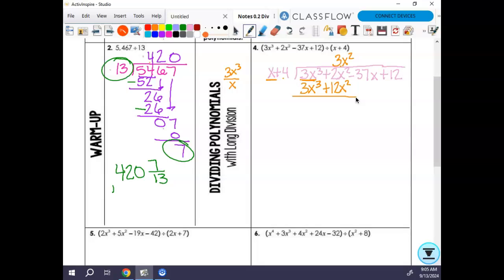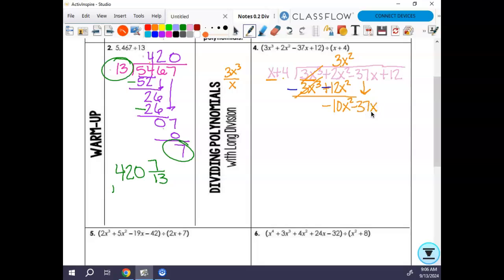Okay, so now, basically I need to subtract, and you may have originally been taught to put a minus with open parentheses, and that's fine, but when you distribute it, what you are doing is changing the signs on the second row. Okay? And then we combine. These zero out, then I have 2x squared and a negative 12x squared. That leaves me with negative 10x squared. And then I bring down my next term, which is negative 37x.